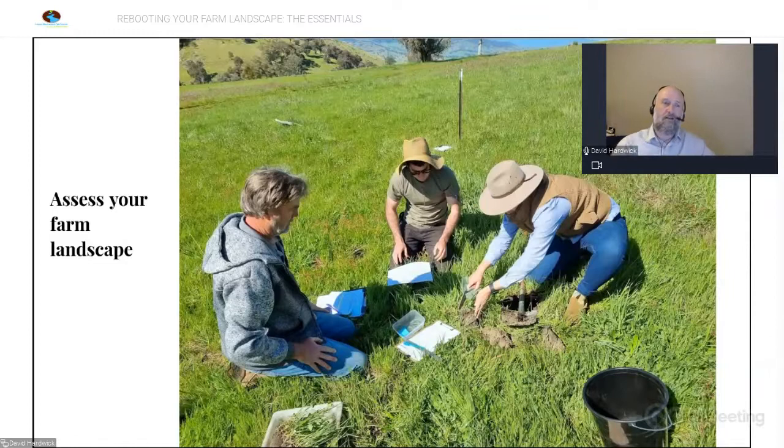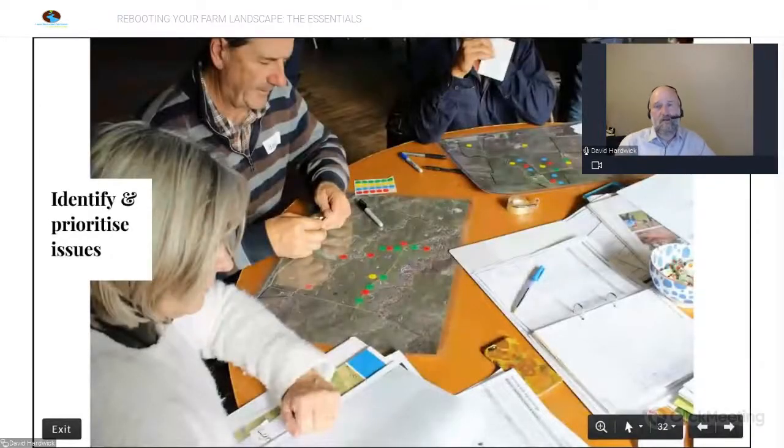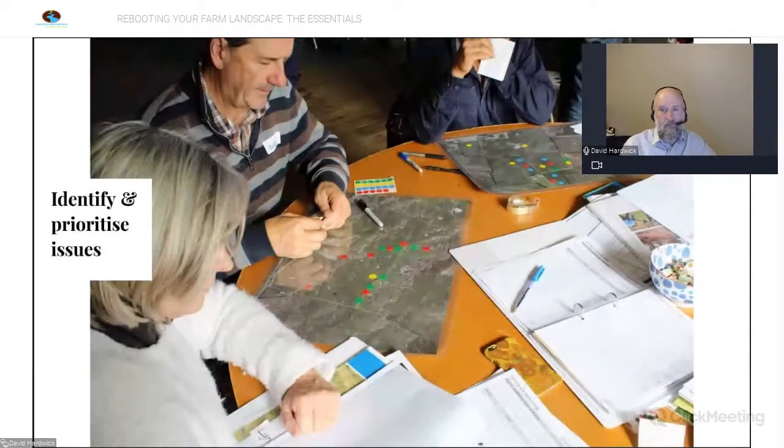Once you've assessed it, you can identify issues like these guys here are doing just with colourful dots. You can identify issues, and some of the issues are blue, as you can see. They're water issues. Other ones might be green. They might be vegetation issues or biodiversity issues, and red might be an enterprise issue. But you can identify those issues once you've assessed your landscape and start to prioritise them.